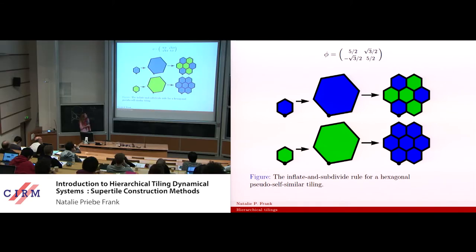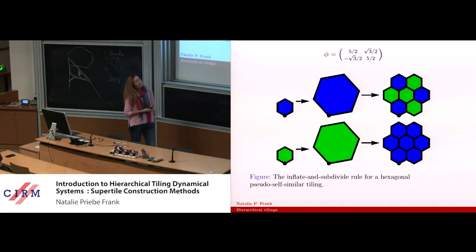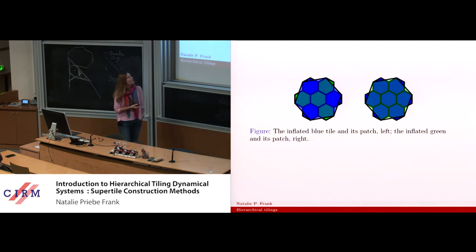So you inflate by your linear map, and then I decided that the blue one will be replaced by this patch, and that the green one would be replaced by this patch of all blue ones. And I thought I would show you just them overlaid, right? So this is an expanded blue tile. It's a little hard to see, but this is the expanded blue hexagon, and this is how it should lay atop its patch. And this is the expanded green hexagon, and that's how it should lay atop its patch.